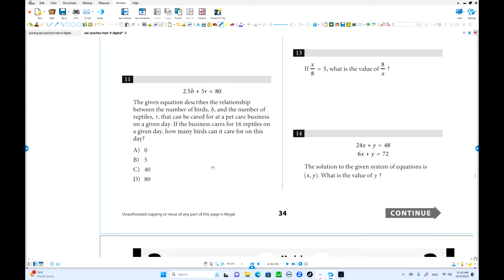Here is 11. So we have the equations that describe the relation between B and R. B is the bird, reptile is R. So we have 16 reptiles. This is R is 16. 5 times 16 is what? 80. So how many birds are there? This already canceled out, 0. So B equals 0.